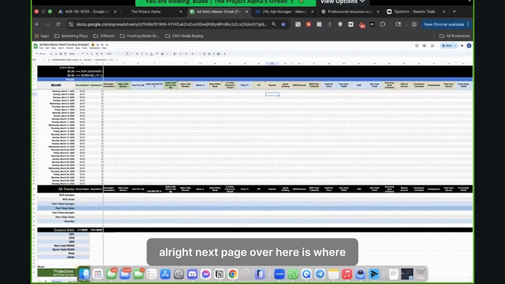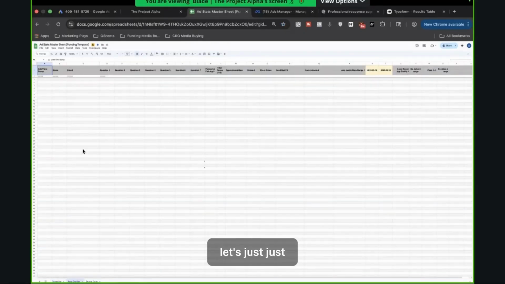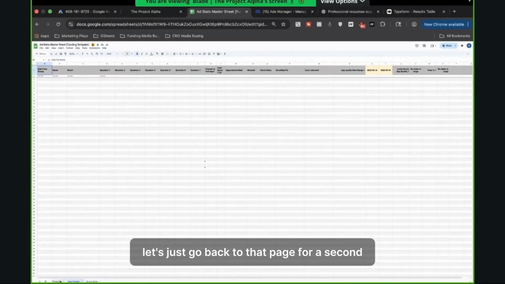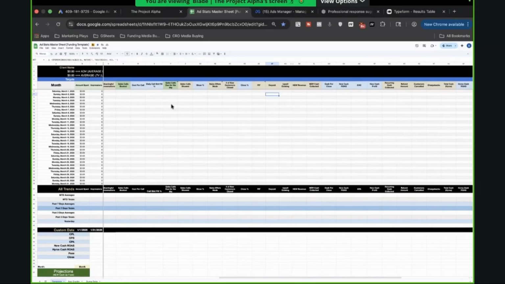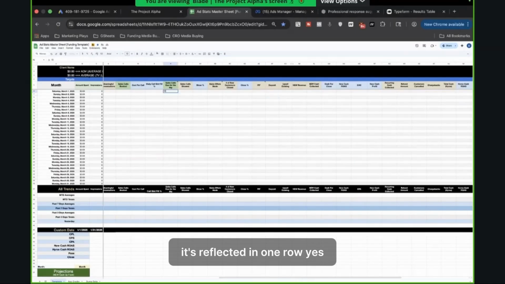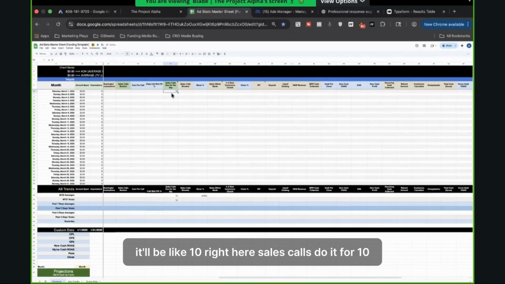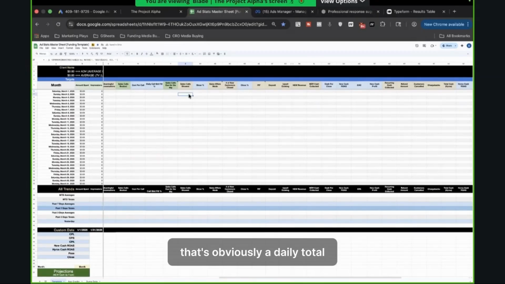On the next page over here, let's just go back to that page for a second. So each row is a day, right? So if there were 10 calls booked in a day, it's reflected in one row. Yes, it would be like 10 right here, sales calls due for today. So the fields that you want me to populate, the dials, the DMs, that's obviously a daily total.